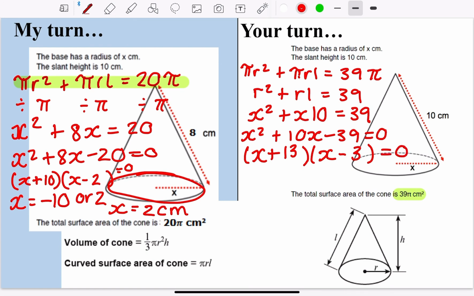Now remember, we actually need to find x, so I'm now going to have x is equal to either minus 13 or 3. And then remember what I said before, we can't have a negative distance, a negative length. So x can't be minus 13 in this case, so x has to equal 3, and that value would be in centimetres. Use this video, use these examples to help you with the next set of questions.